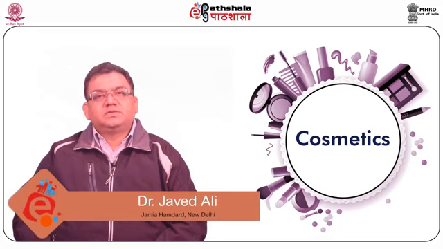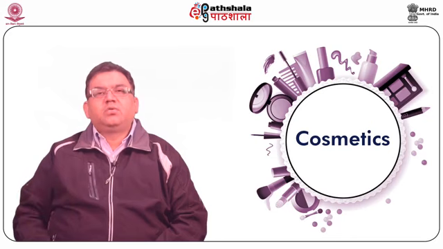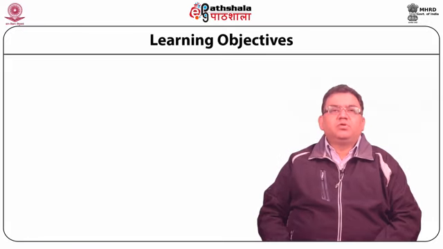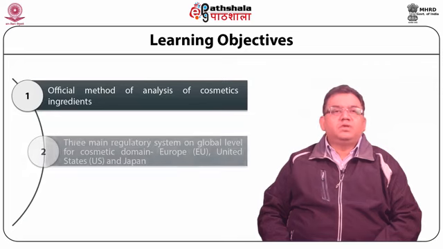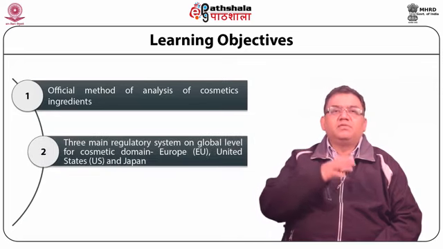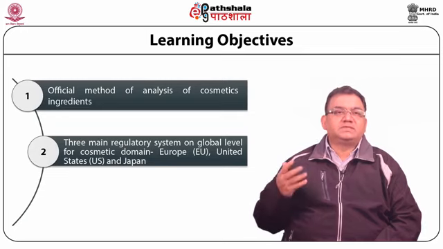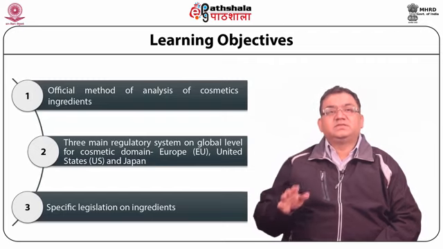Today we are going to discuss a module which deals with evaluation and quality control of cosmetic products under paper cosmetics. Now, in the present module, we are going to talk about the various official methods of analysis of cosmetic ingredients. We are going to talk about three main regulatory systems on a global level for the cosmetic domain, like European Union, United States and Japan, and then specific legislation on these ingredients as such.